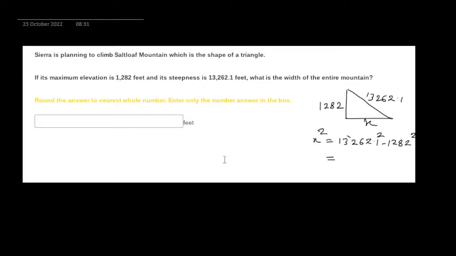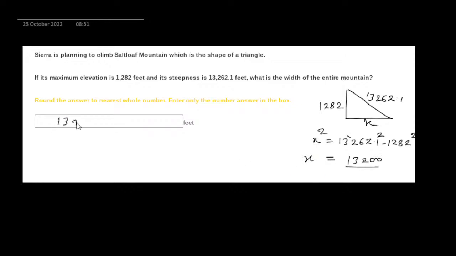So 13199.9. Now if I want to round off to the whole number, it will be 13200, right? You understand how to round off? This 9, I have to add 1, so it will become 0, and this will become 10, so again 0, and this will become 2. 13200 is the value of x.